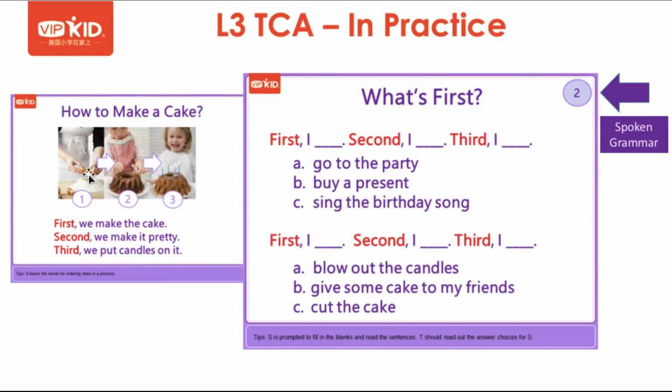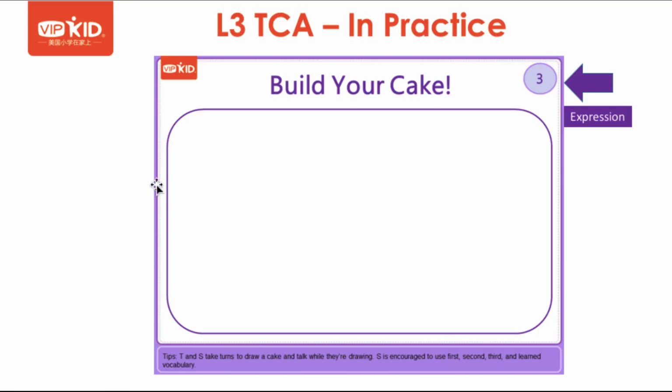Then we're going to talk a little bit about how to make a cake: first, second, third. Now you're going to see how they do with the spoken grammar. Can they get it right? And we're going to have some fun building a cake. You're going to see a few of these in the different levels. It's obviously not about how well they draw. It's how they are talking or describing what they're doing, right? How are they expressing the point of view, or how are they explaining some things? That's really what that's about.